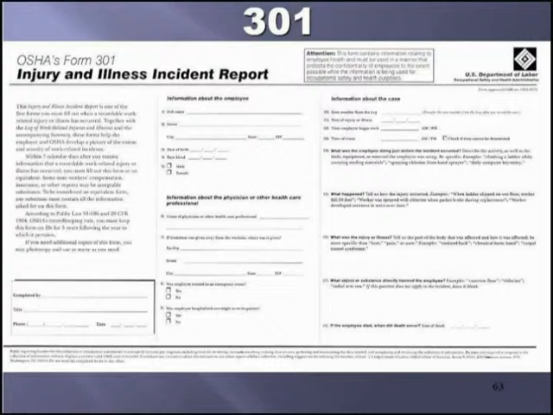Now, the OSHA Form 301, which is on this slide, is what you fill out for every OSHA recordable case. I'm not going to go into details as to how to properly fill it out. The form is pretty self-explanatory. However, I do have some good news regarding this 301.